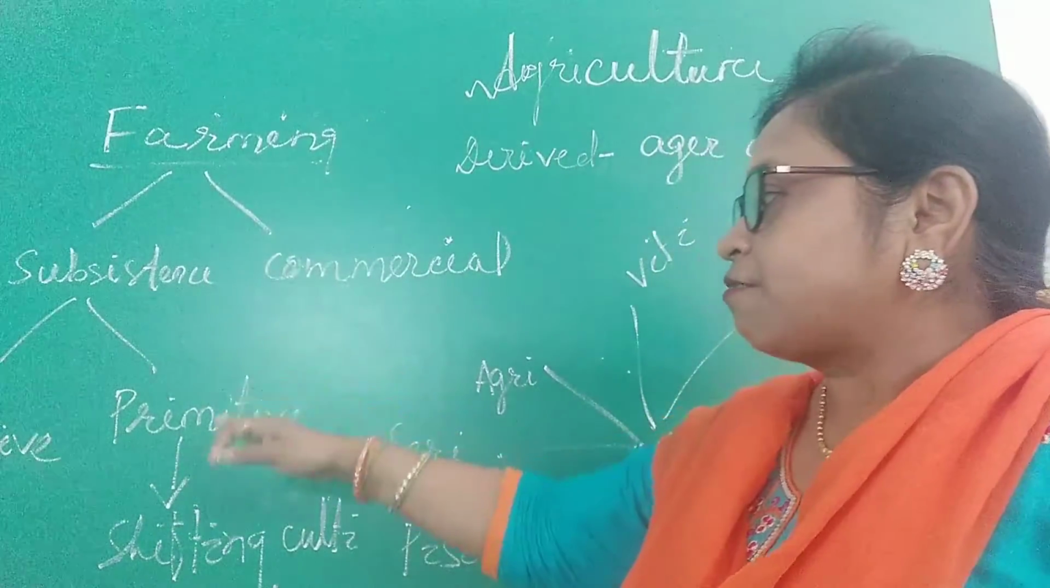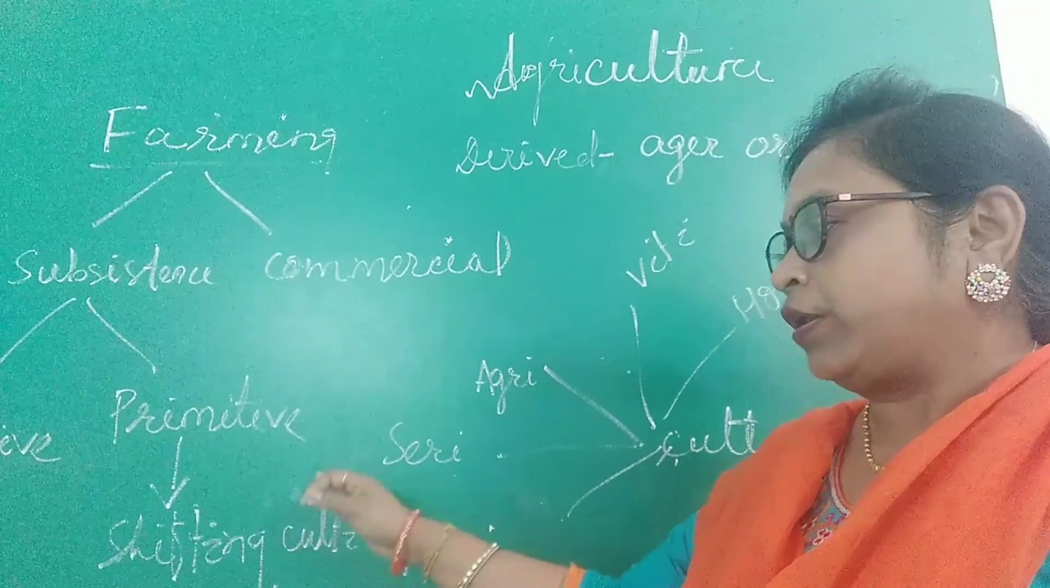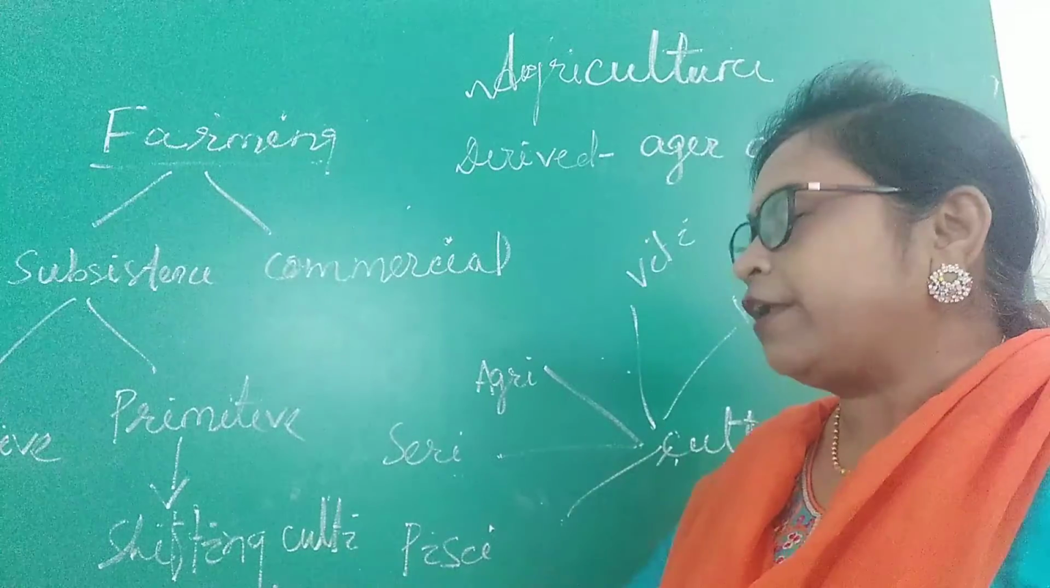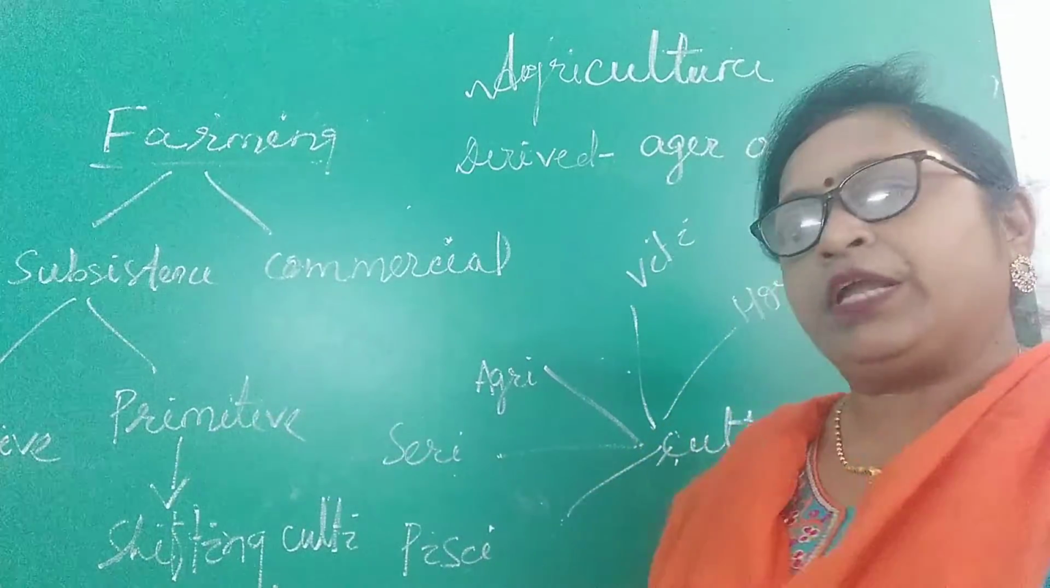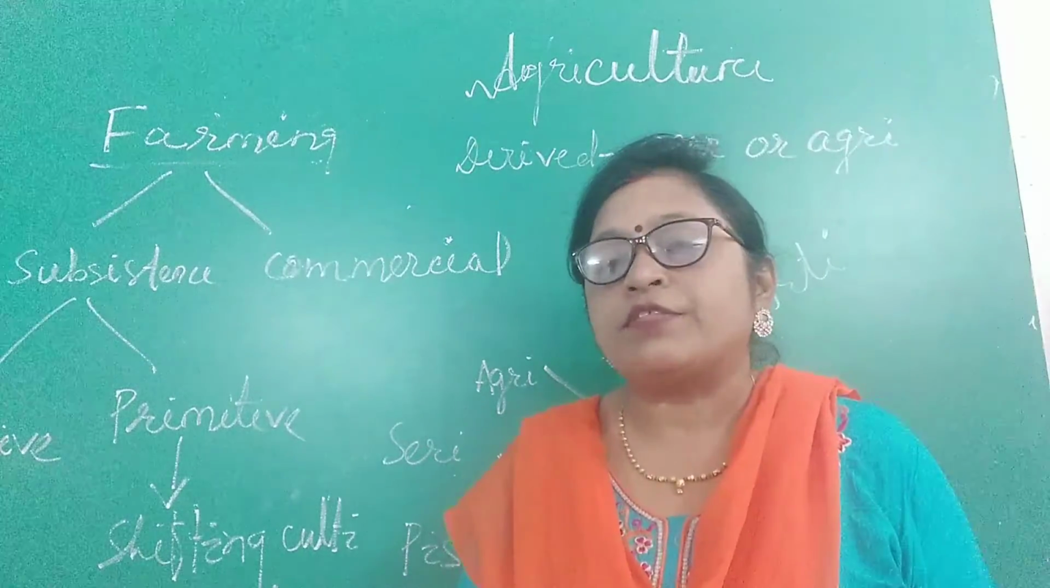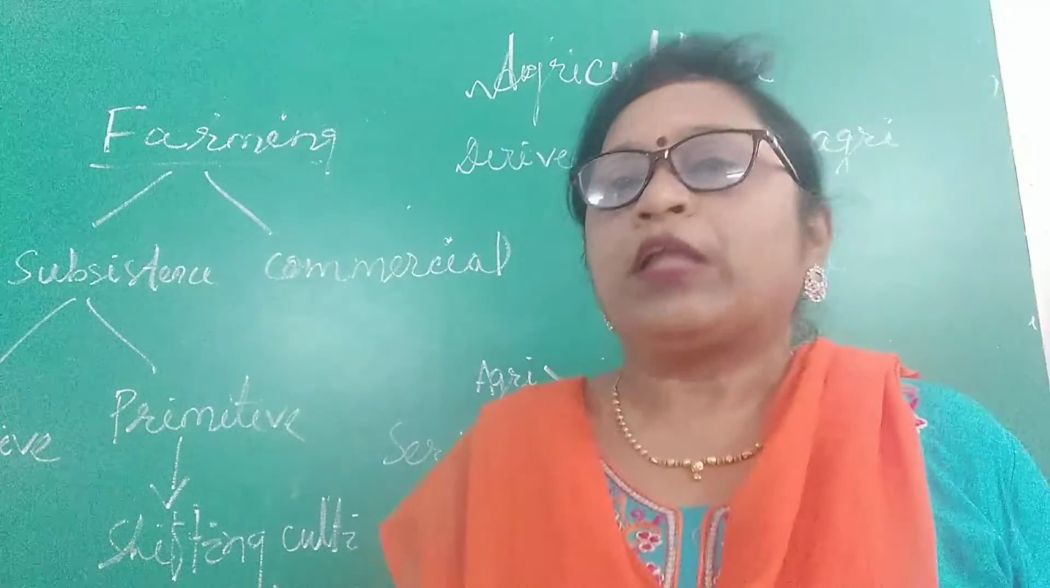Again, subsistence farming is divided into two types, intensive and primitive. And this primitive subsistence farming is divided into two types: one is shifting cultivation, and the other is nomadic herding. These come under primitive farming.